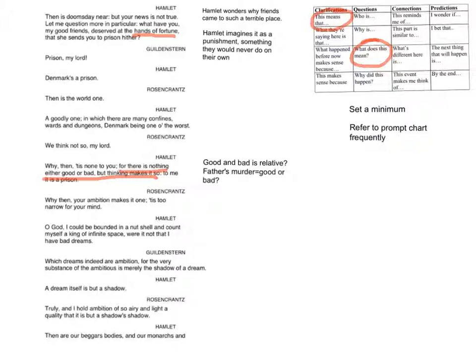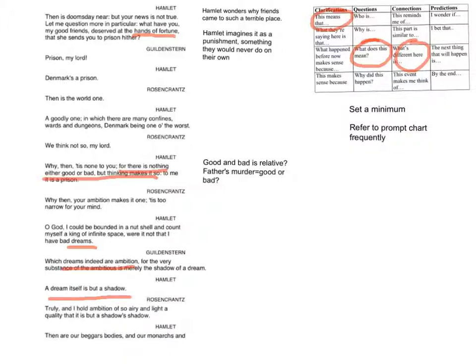What I will want to focus on here is the connection, and I'm going to go down to what's different here. Because what we're looking at here is two different definitions of dreams. We've got Hamlet talking about bad dreams. We've got Guildenstern here talking about dreams as ambition. And then Hamlet again talking about dreams being shadows.